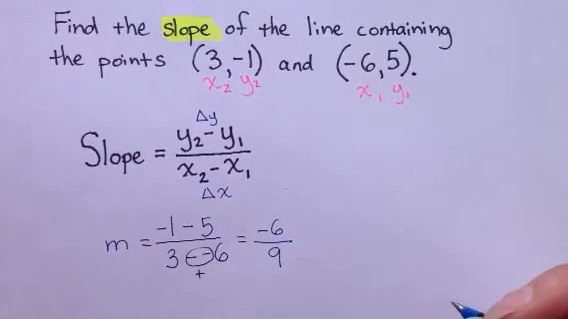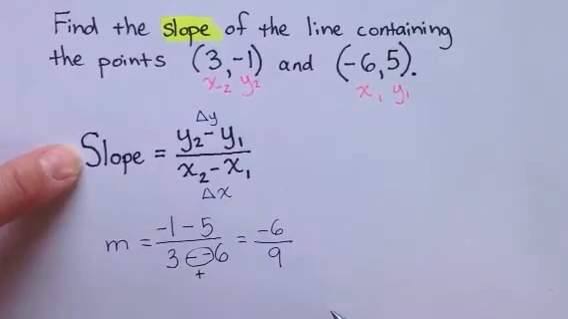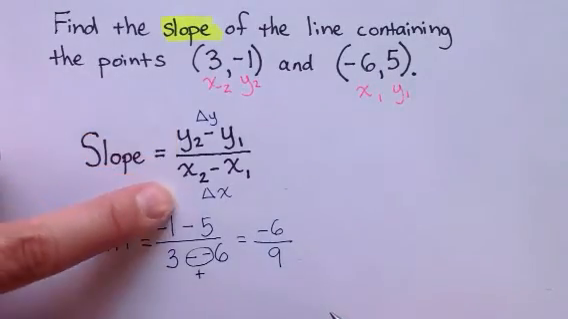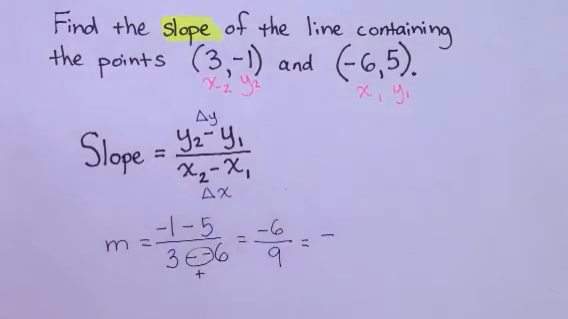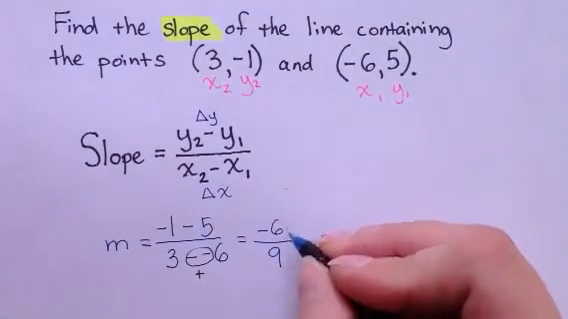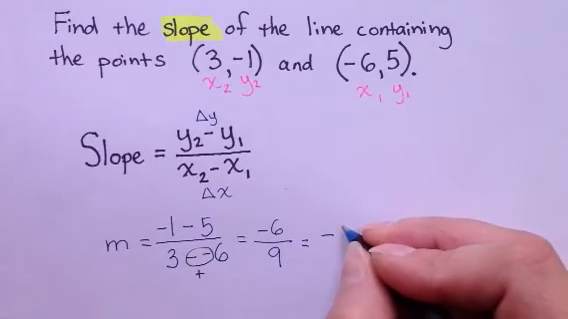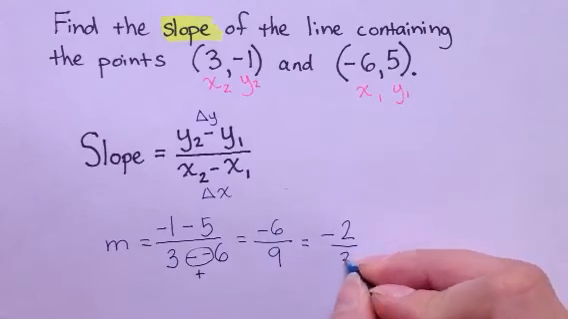Okay, now I need to simplify this. I want to leave it as a fraction. I do not want to use my calculator and get the decimal. Remember, slope is a ratio. It compares the change in y to the change in x, so I should have it as a fraction. So it's going to be negative. A negative divided by a positive is negative. And then I can divide both of these by 3. So 6 divided by 3 is 2. 9 divided by 3 is 3.